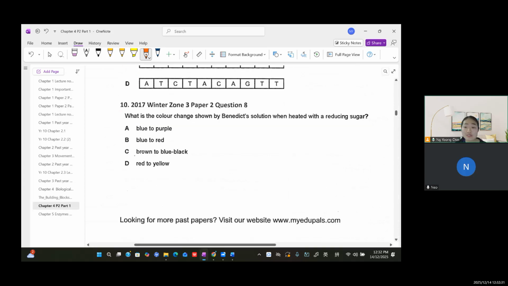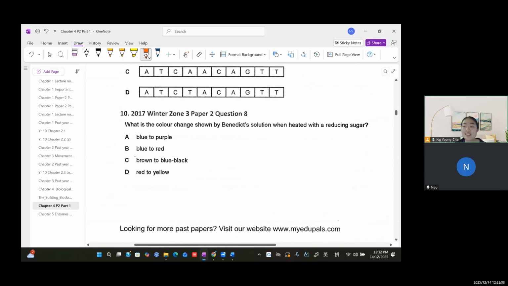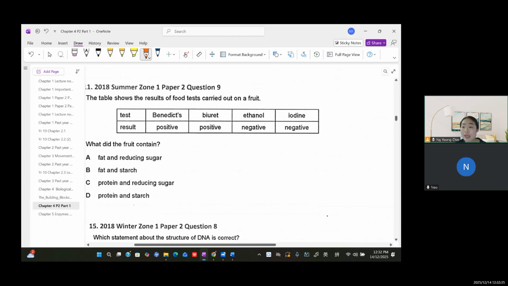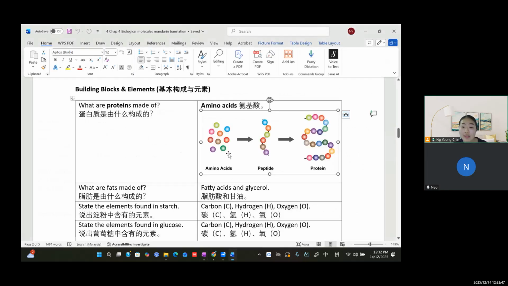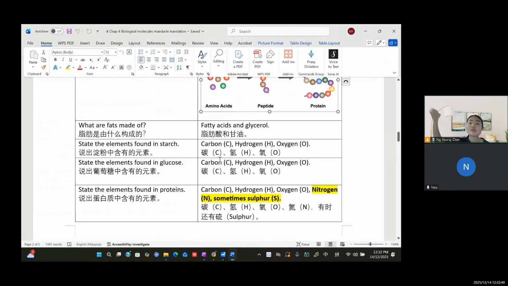So IGCSE is very easy when you know how to answer it. Neo, do you have time to do the homework? Yeah. Okay, I give you this homework. You can take your time to complete it. Next week we start learning chapter 5. And I'll give you this one also. You can read it. Just ignore the Mandarin words and look at the English words.